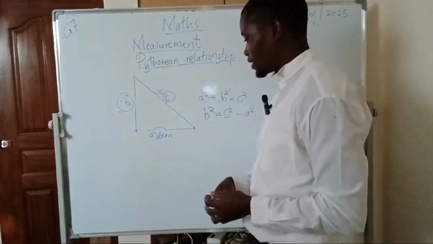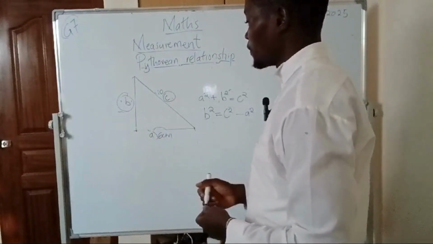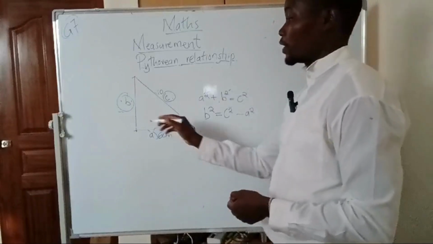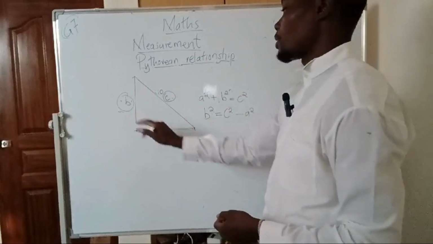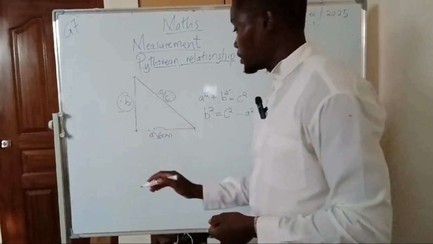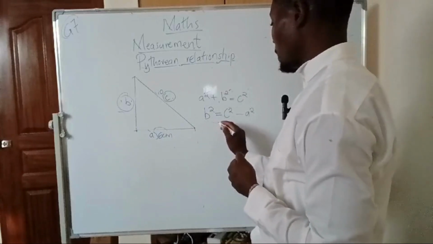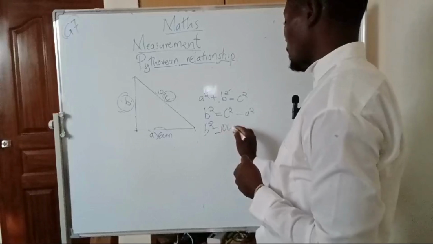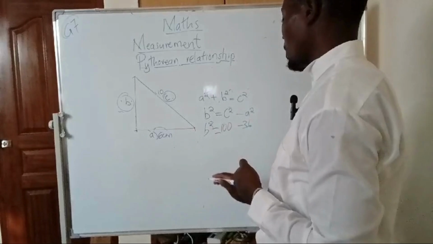Good. Next one, let's say you've been given the base and the hypotenuse, and now you're being asked to find the perpendicular height. That one you use the formula b squared is equal to c squared minus a squared, where b is the one we're looking for. So b squared is equal to c squared, which is 100, minus a squared, which is 36. That is how we'll go about it.